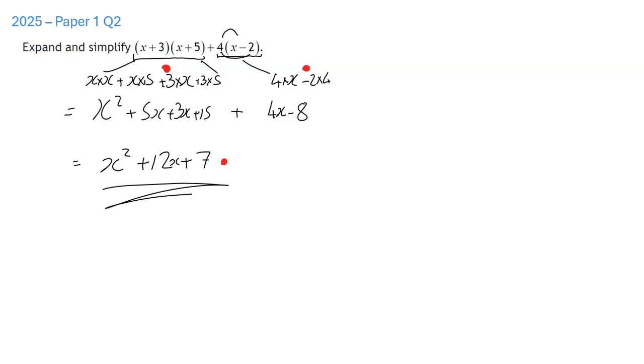First set of brackets, second set of brackets, rid of everything together. Just remember that key thing. We don't want the brackets. Get rid of the brackets first before you do anything else.